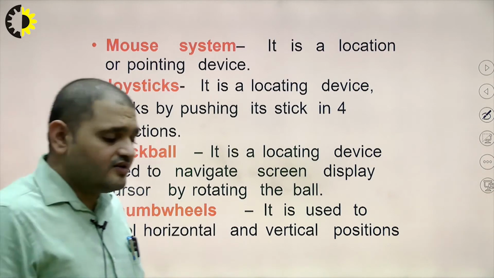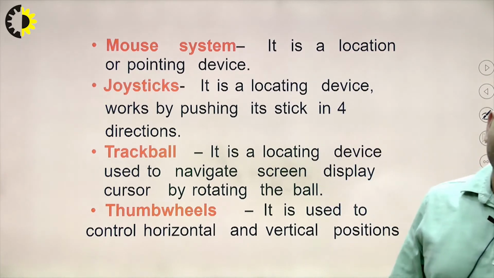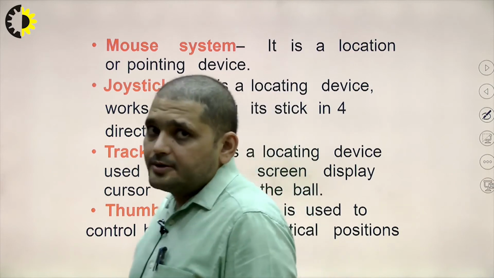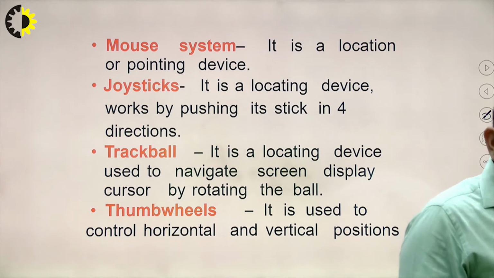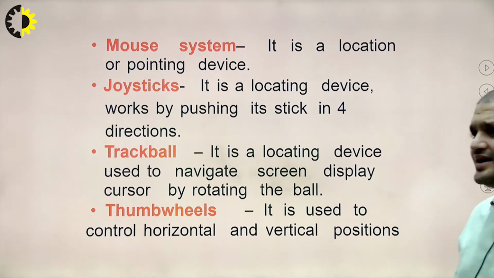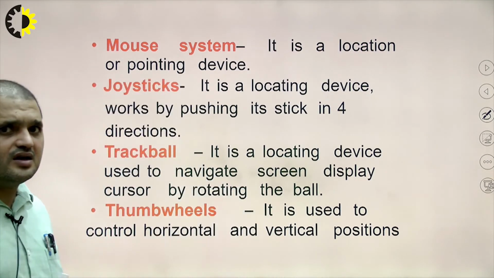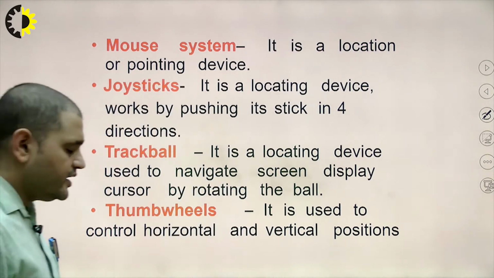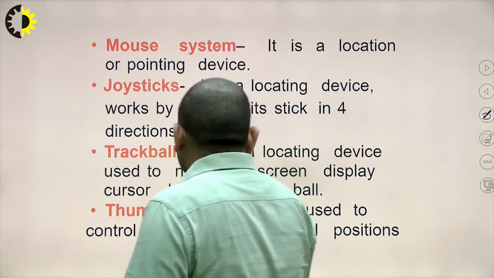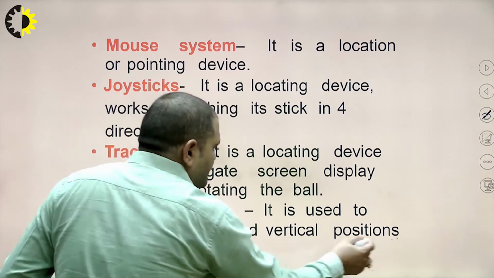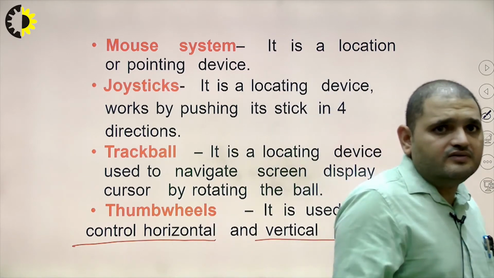Recently all these things are very common. Okay. Then the mouse, it is a locating point device, you all know. Joysticks are basically used for gaming purposes. Okay. Then the trackball, a locating device used to navigate the screen cursor by rotating a ball. So using just a ball, you can navigate the pointer on the screen. Okay. Next is thumb wheels. They are used to control horizontal and vertical positions, that is X and Y. Okay. So if you want to control the coordinates, then we use thumb wheels.